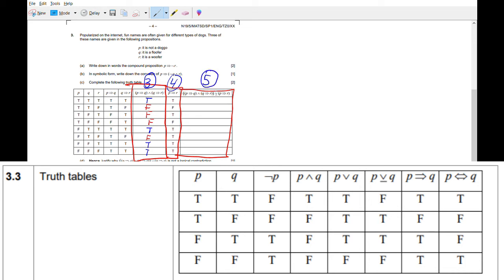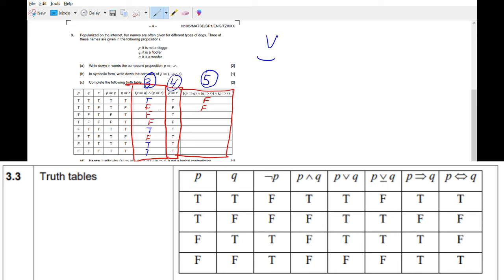So, what joins both of these statements, the 3 and the 4, is this sign. Let's remember that this sign is or, but not both. So, at least one of them has to be true, but if they're both true, the statement is going to be false. So, looking at the columns 3 and 4, here we have 2 T's, so this is going to be false. Here they're both false, so it's going to be false.